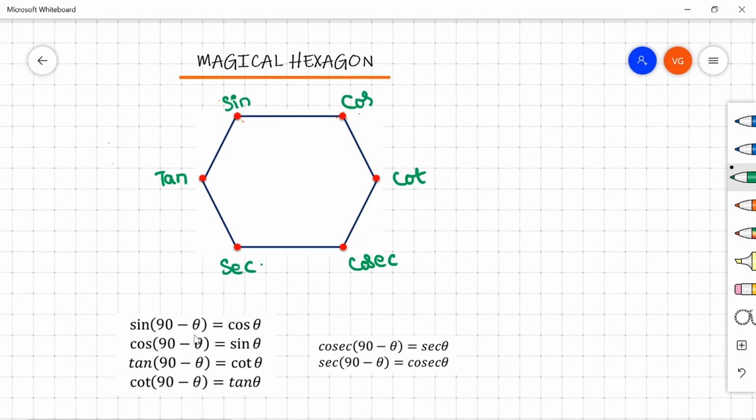See here, sin 90 minus theta is cos theta, cos 90 minus theta is sin theta, tan 90 minus theta is cot theta, cot 90 minus theta is tan theta. Similarly, cosecant 90 minus theta is secant theta, secant 90 minus theta is cosecant theta.